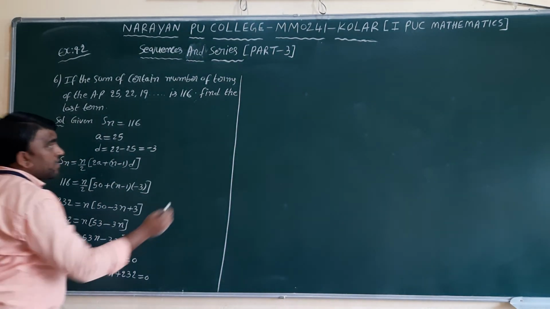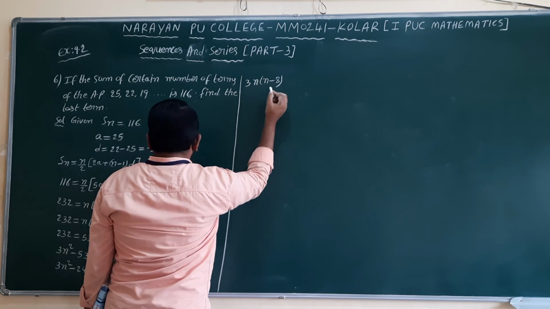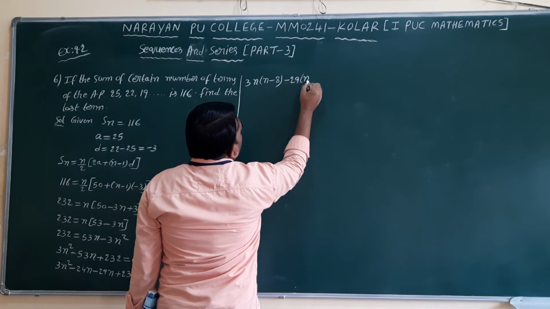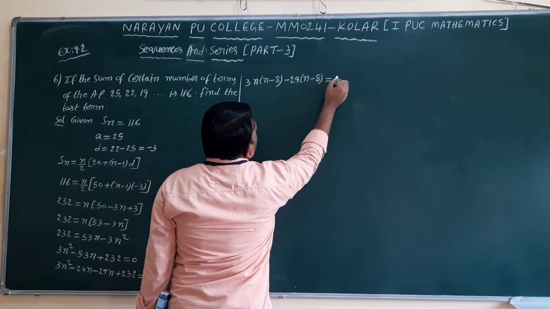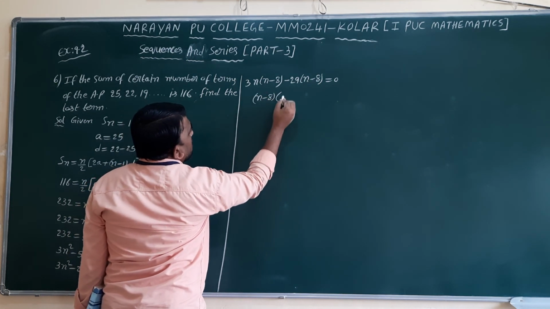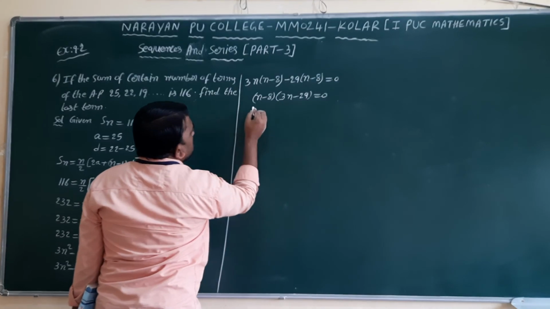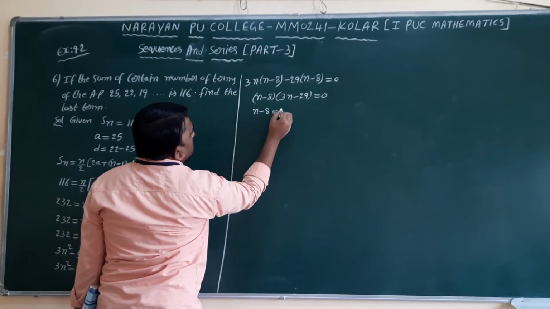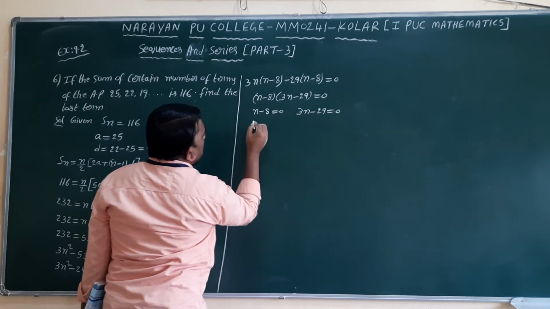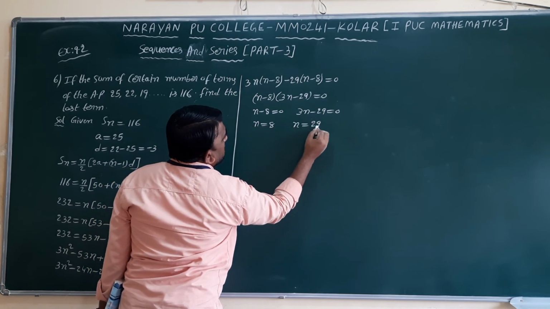From these two take 3n common: n minus 8. From these two, minus 29, take common n minus 8, equal to 0. From both, n minus 8, we need to take common 3n minus 29 equal to 0. So n minus 8 equal to 0, 3n minus 29 equal to 0. Here n value is 8, here n value is 29 by 3.